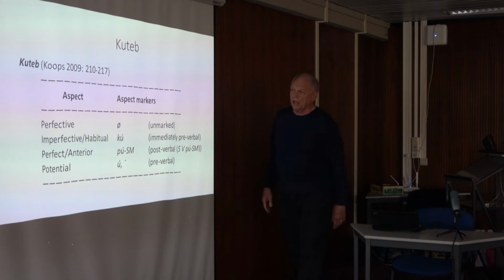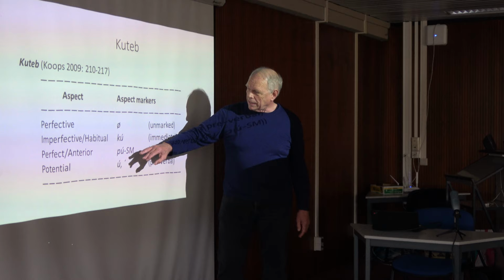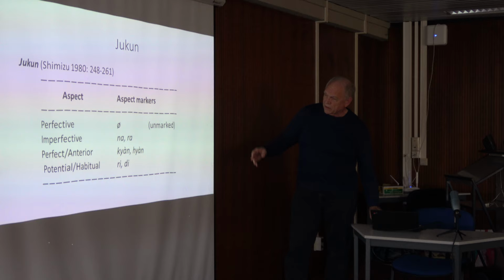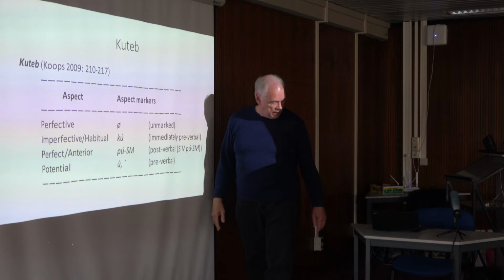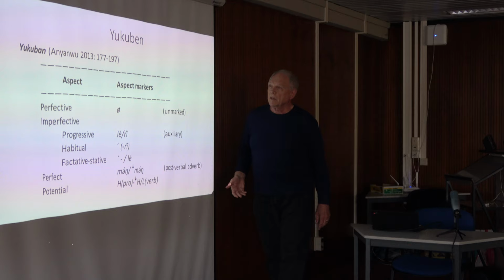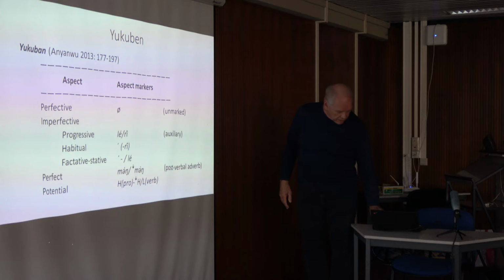So here's Kuteb, again perfective, and Kups is basically using an aspect prominent system here and recognizes it as such, but he's got very different kinds of markers from the ones we saw. Let's just compare here for Jukun. Yeah, you've got Ku, and you've got a pre-verbal Pu and a U here. You can't do any kind of historical analysis on these, except for the system. Yukuban has zero perfective, again the unmarked form of the verb. Then you have the imperfective forms, again very differently marked, but it's basically an aspect prominent system.